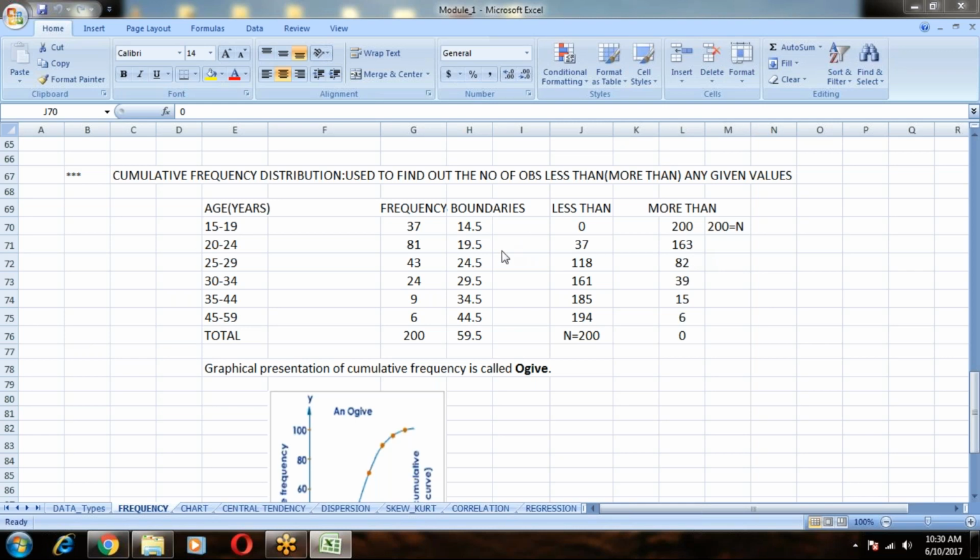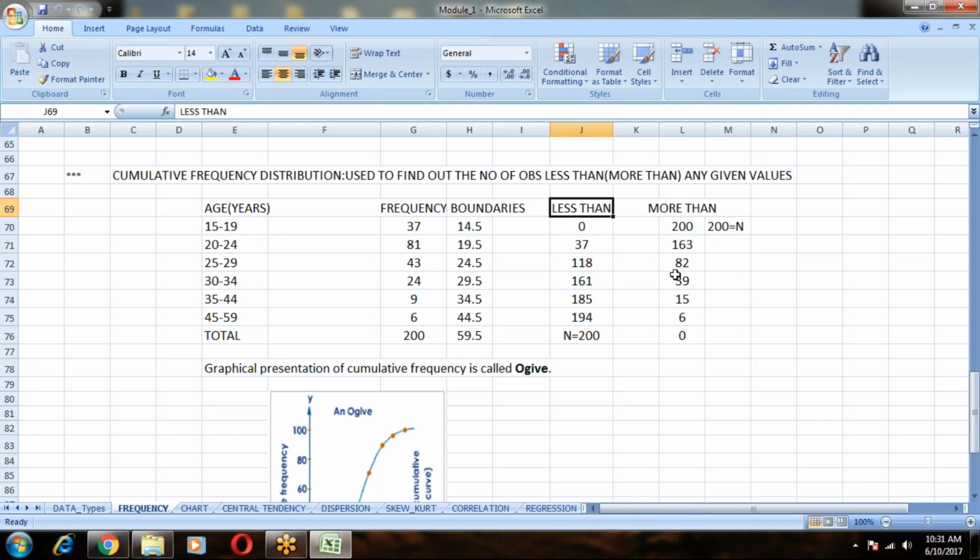Now next come to 24.5. How many students are there whose age is above 24.5? So we should deduct this 81 as well, because within these two ranges the people's age lies between 14.5 and 24.5. So their age is not above 24.5. So from 163, we deduct this 81 and we will get 82.